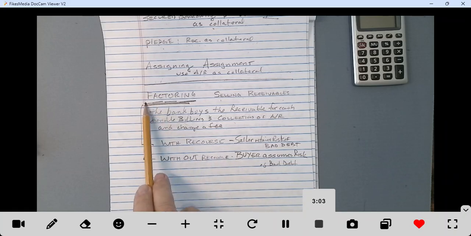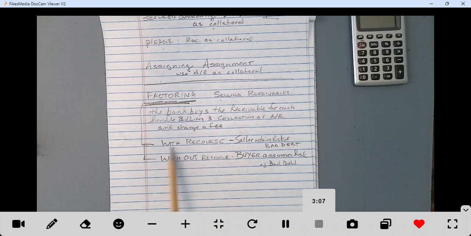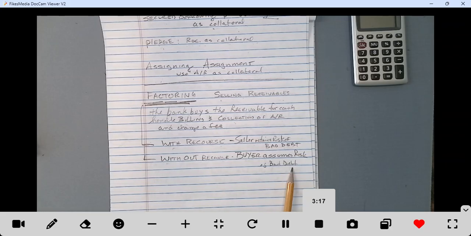There are two terms with factoring that are important to know. With recourse means that the seller retains the risk of bad debts. Without recourse, the buyer assumes risk of bad debts. These are glossary words, okay? So please look up these words and definitions.